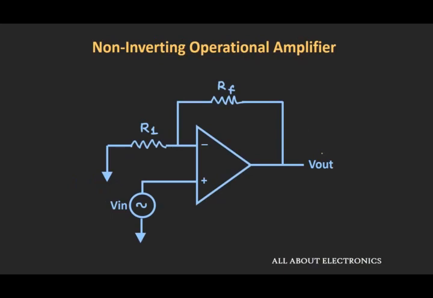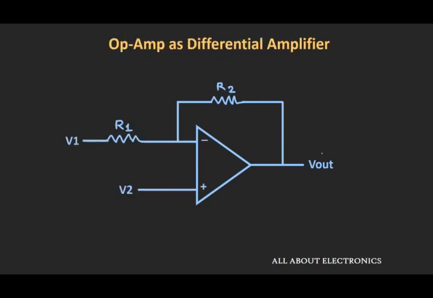So now let us see how, by combining the inverting and the non-inverting op-amp configurations, we can design the differential amplifier. By using this configuration, we can use this op-amp as a differential amplifier in a true sense, because here we can control the gain of the op-amp by controlling the values of the resistors R2 and R1. So let us see how this configuration will act as a differential amplifier.